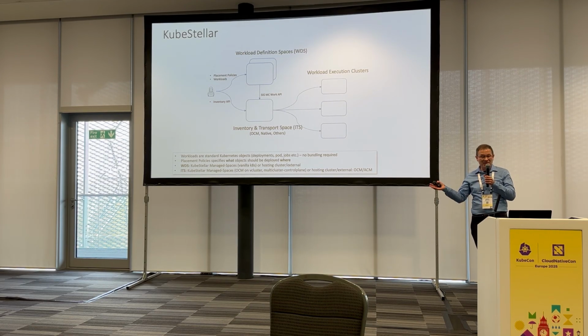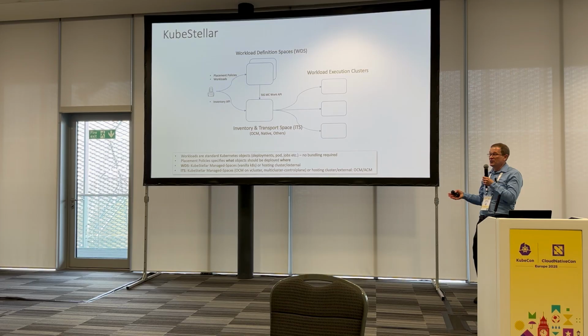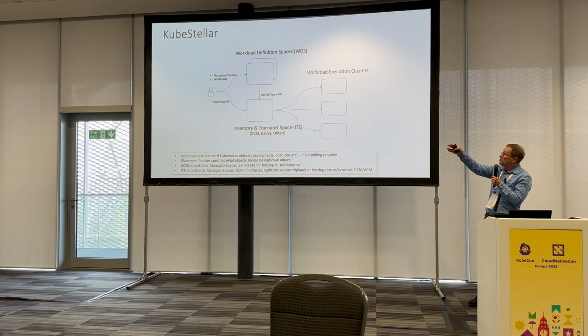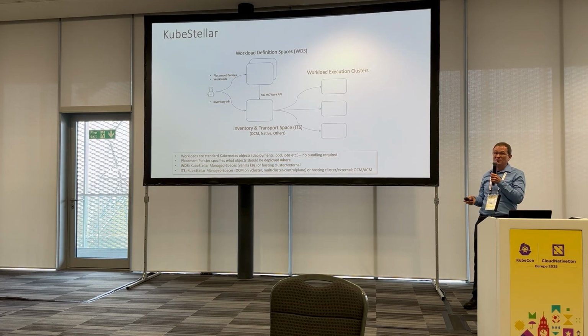So there may be resources that are cluster scoped. An example are CRDs, namespaces, etc. And having just one single WDS may not work if you want to manage a disparate collection of clusters. So that's really the reason why you see multiple workload definition spaces there. And then we also have this notion of inventory transport space.